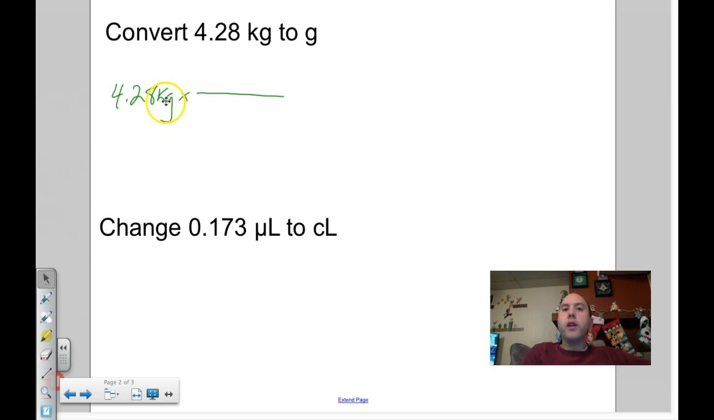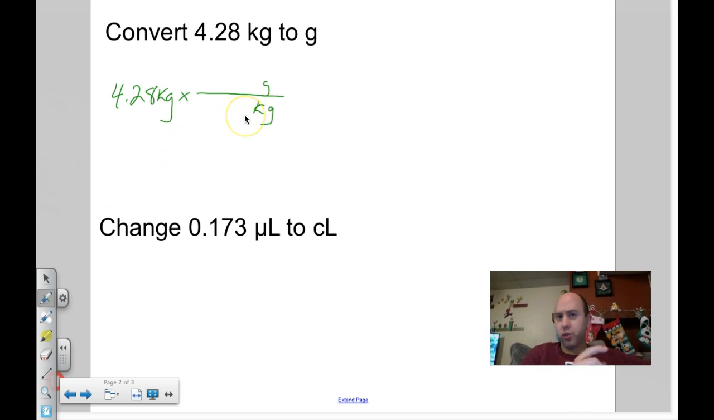So you want to get rid of kilograms. Kilograms is on top right now, because this is all over 1, you just never write the 1. So to get rid of kilograms, to cancel them out, I'm going to put kilograms on the bottom. And I'm going to put grams on top. Now, what conversion goes here? I've got to figure out how many grams are in a kilogram. The really easy way is just to memorize that there's always 1,000 basic units in a kilo, like I said earlier.